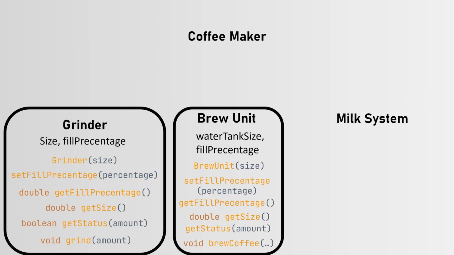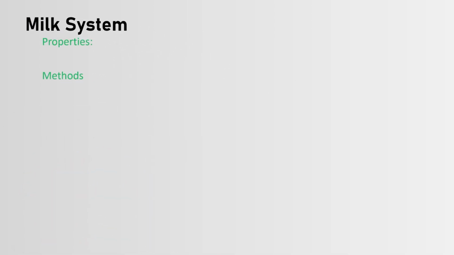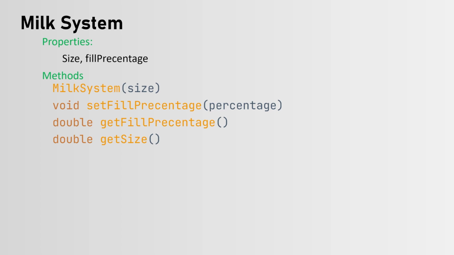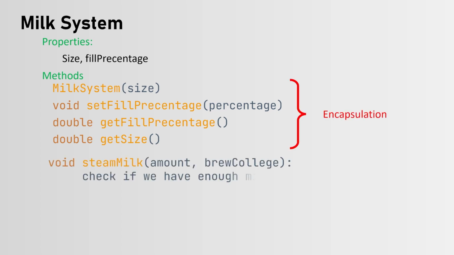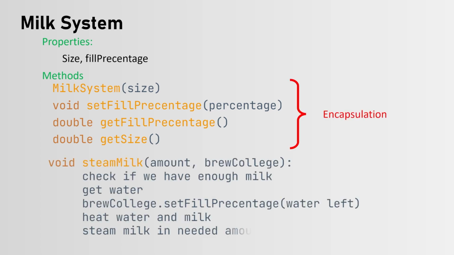All of that work is abstracted into a single method called brew coffee. Moving on to the milk system. Properties and their respective encapsulation methods are alike and obvious. The abstract method is going to be steam milk that takes the milliliter amount of needed milk and the brew unit as input, because it needs help from a brew unit to do its job. It checks if there is enough milk there. If so, it takes some water, heats the milk, heats the water, and steams the milk in the needed amount. Milk and water fill percentages are updated afterwards.